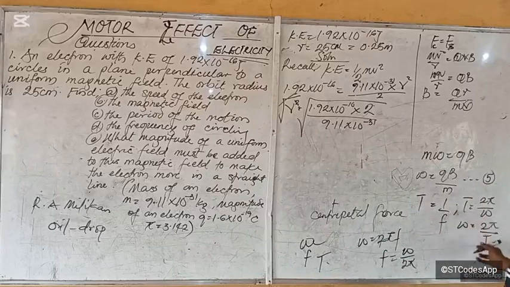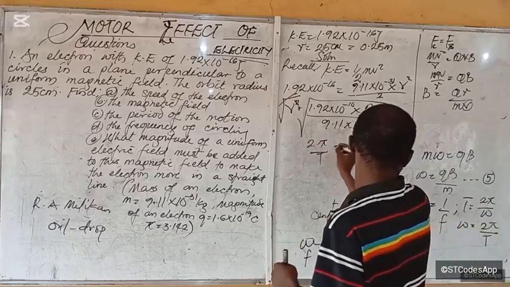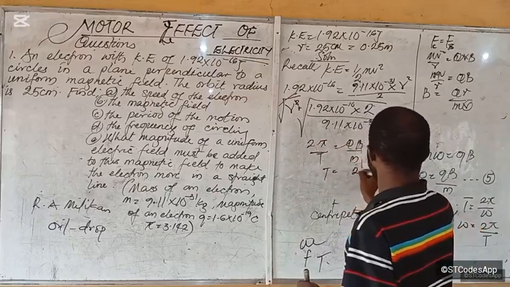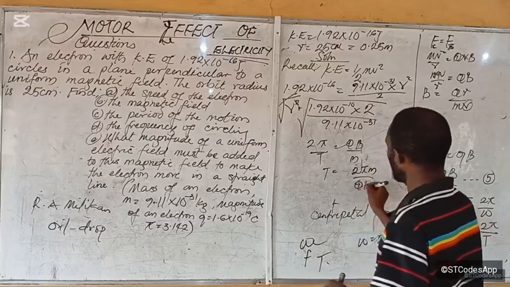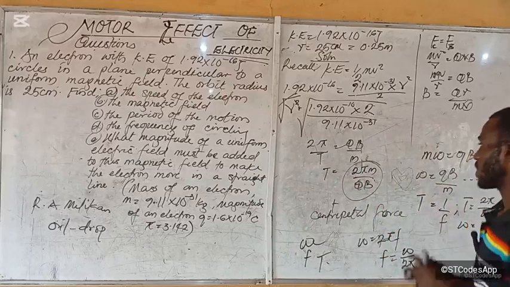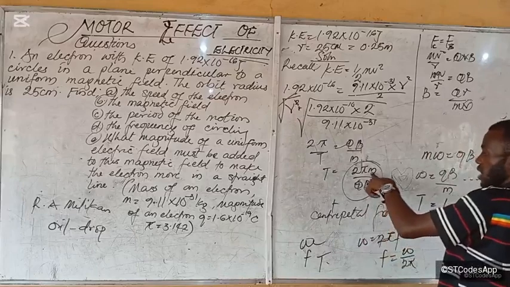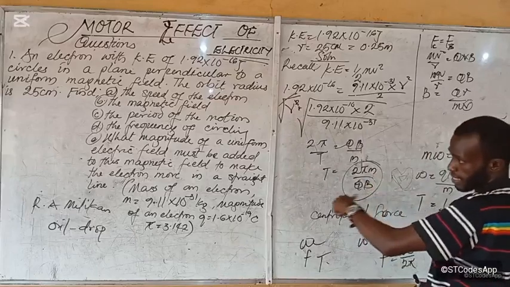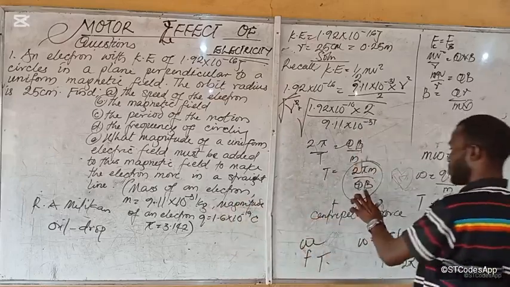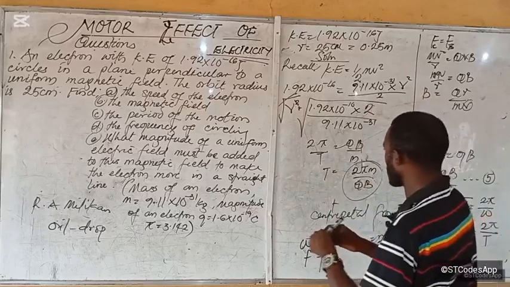Since omega is this over T, it means that we have 2 pi over T is equal to QB over M. So period will be equal to what? 2 pi M over QB. So use this formula to get the period. That will be 2 pi. Pi is 3.142. M is the mass, Q is the charge, and B is the magnetic field you got here. Is that okay? Do that too. That will be C.